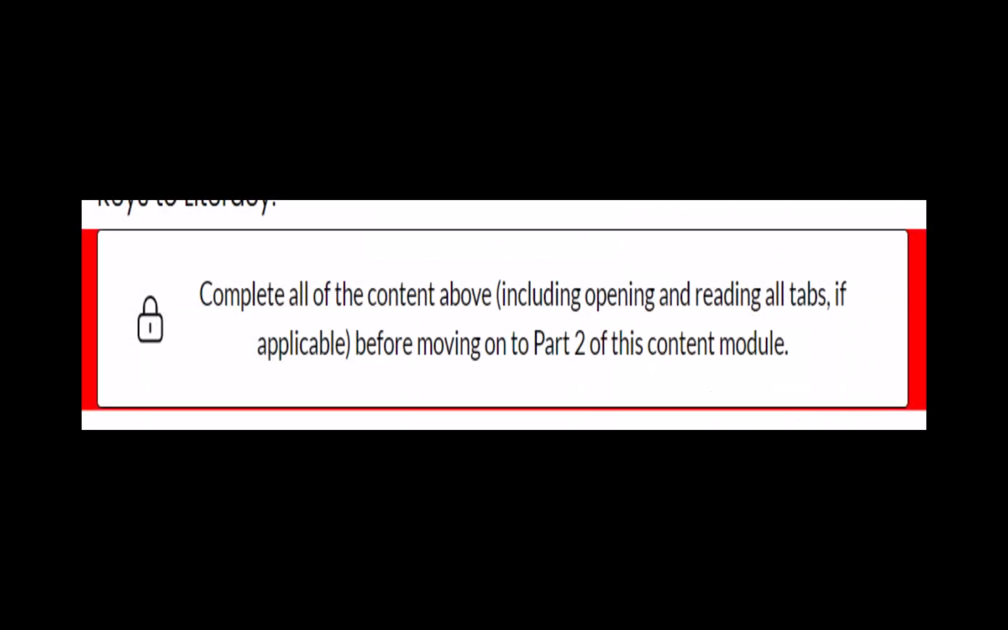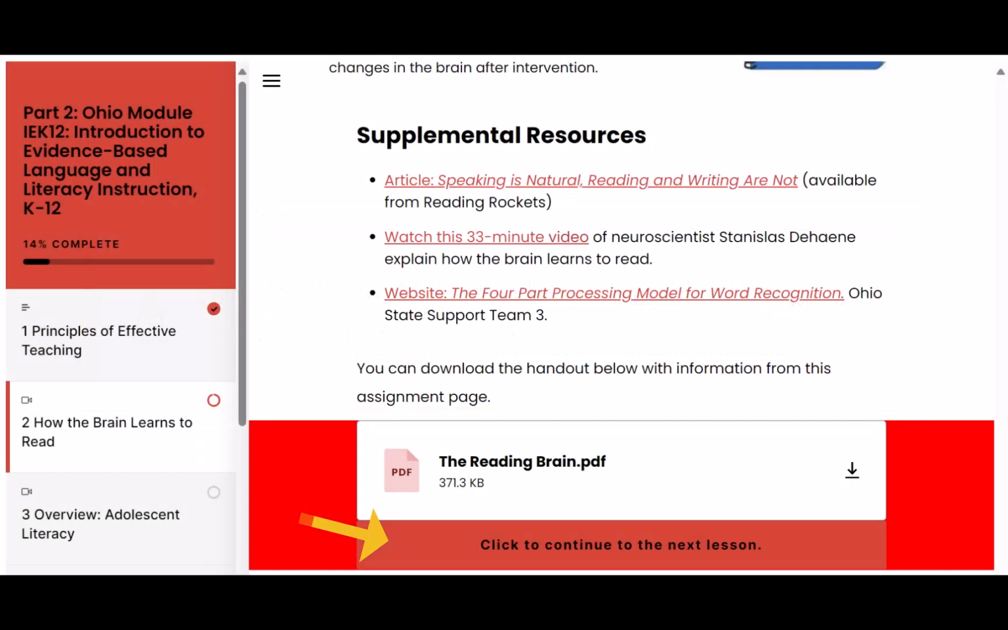At the bottom of each lesson, it gives you a notification if you have not completed all of the content. So make sure you go back through and flip any cards, take any knowledge checks, or other things that are required in that lesson. Once you have completed all of the requirements in the lesson, you will see at the bottom that it says click to continue to the next lesson.